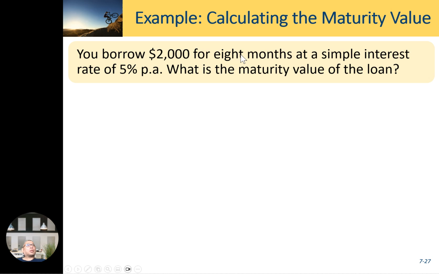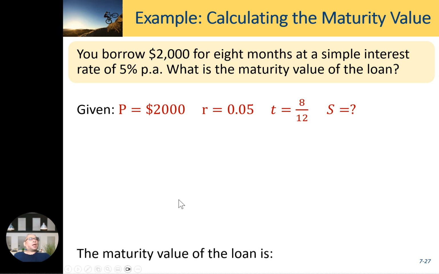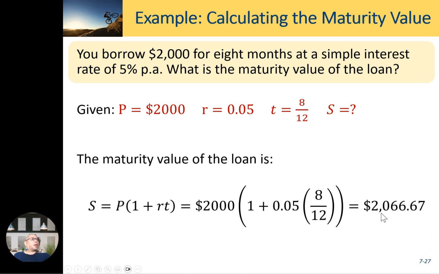You borrow 2,000 for 8 months at a simple interest rate of 5%. What is the maturity value of the loan? Given P is 2000, R is 0.5%, T is 8 divided by 12. What is the S? When you plug in, S will be 2066.67. You plug in the formula, 8 over 12, and you get that number.